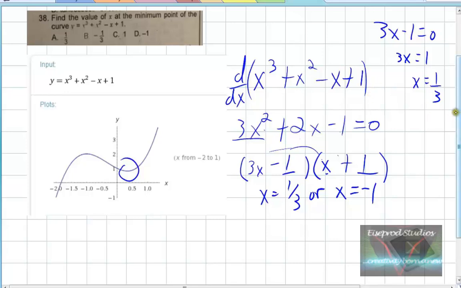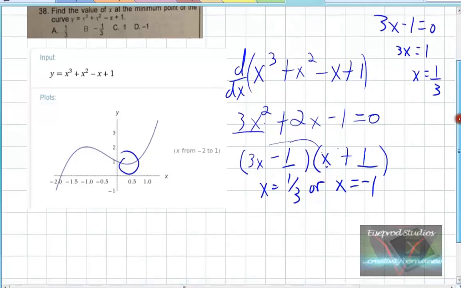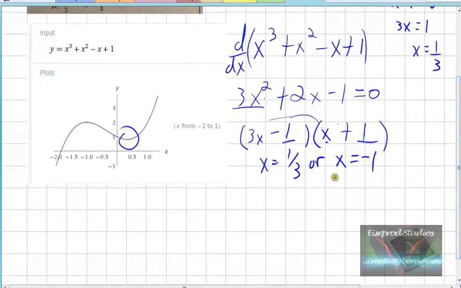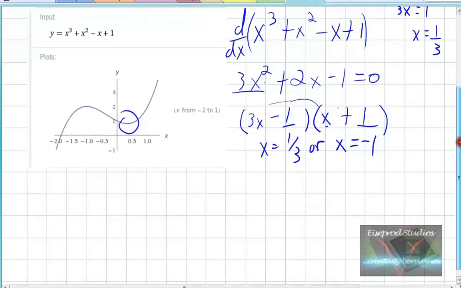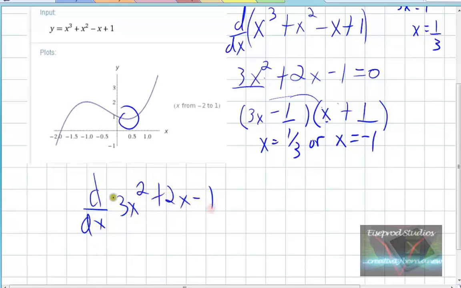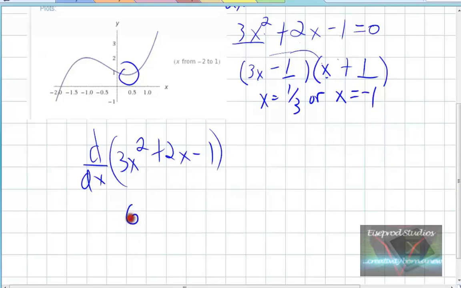Or you could also take the second derivative and then check to see what happens when you plug in either one of these two into the second derivative. So I'll explain myself. So this was the first derivative. So if I take its derivative, I'll get the second derivative. So d over dx of 3x squared plus 2x minus 1 is going to be 6x plus 2.